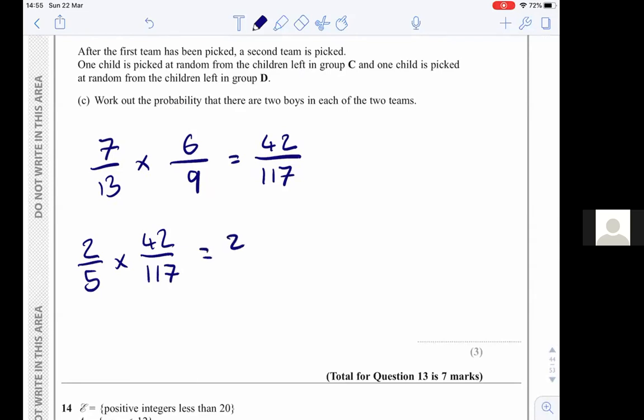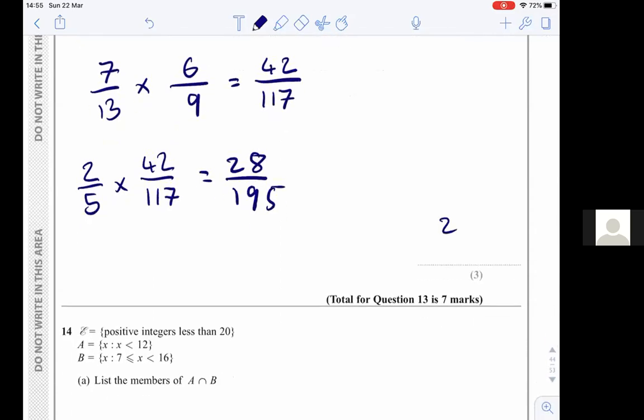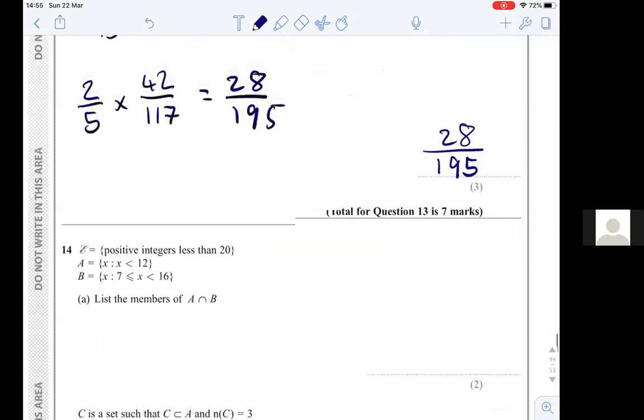Which is 28 195ths. And again, you can leave it as a decimal if you want, but this is a much more accurate answer. Okay, question 14.